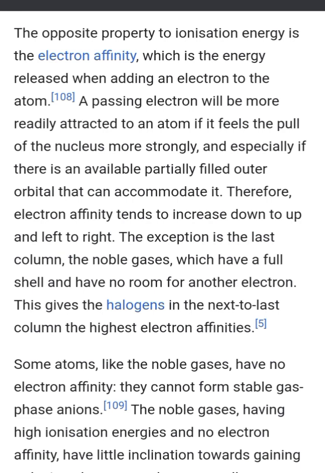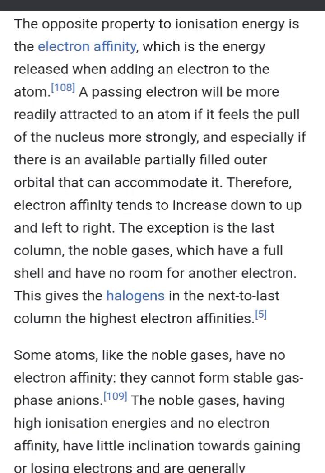If you're moving from left to right, it will also be increasing. But if you move from right to left, it will decrease. If you move from top to down, it will also decrease. So you just take note of all these things. They are very, very important.